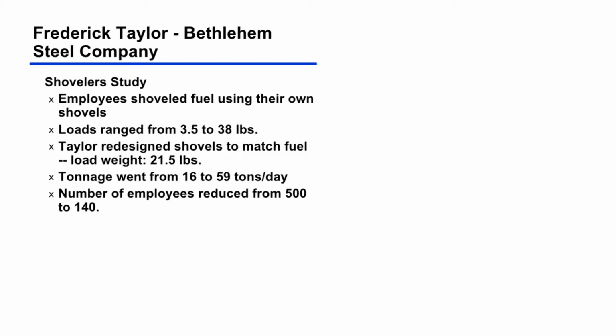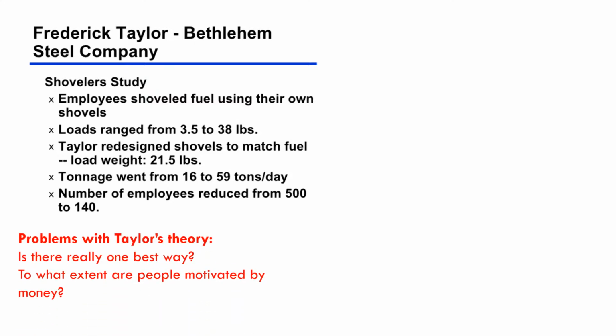And Taylor came up with this study through studying a steel company. So he spent a lot of time studying people who were shoveling coal. And he looked at how employees were shoveling the coal, and he looked at how much each shovel could carry. He then redesigned the shovels to match the fuel load weight, and he found that he increased the amount of coal that workers could shovel from 16 tons a day to 59 tons a day. And as a result, he could reduce the number of workers from 500 to 140. So it had a huge impact in terms of efficiency for the business.